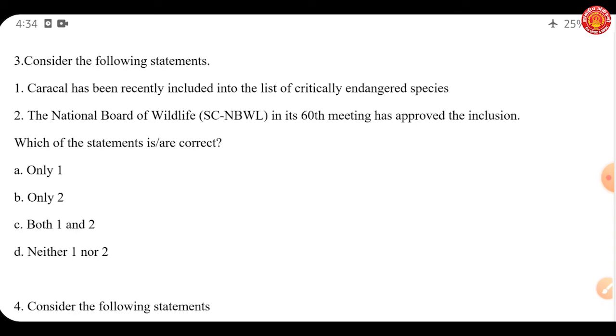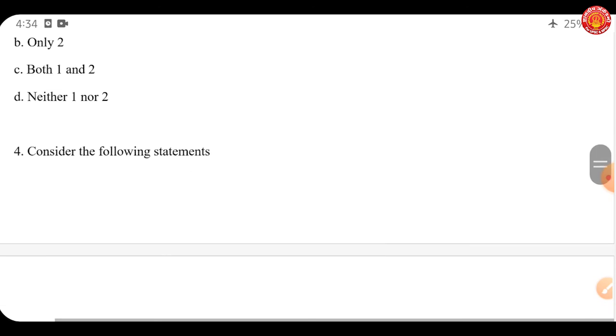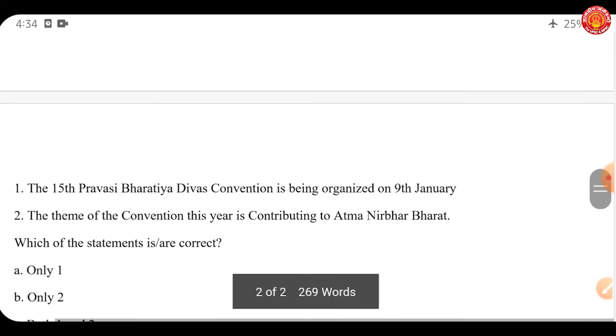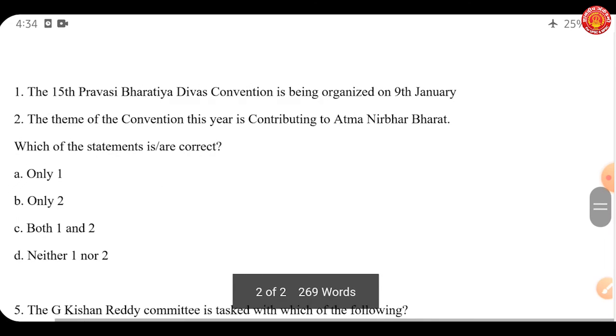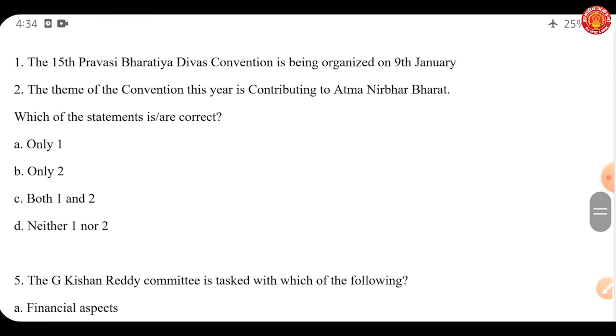Consider the following statements. 1. The 15th Pravasi Bharatiya Divas is being organized on 9th January. 2. The theme of the convention this year is contributing to Atmanirbhar Bharat. Which of the above statements are correct? A. 1 only, B. Only 2, C. Both 1 and 2, D. Neither 1 nor 2. So here the answer is only 2.